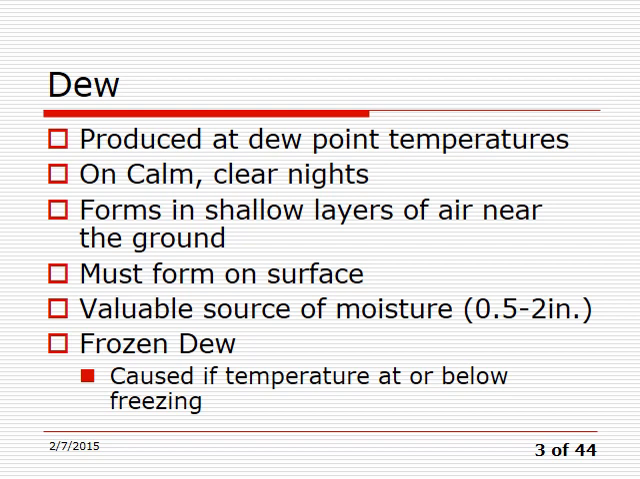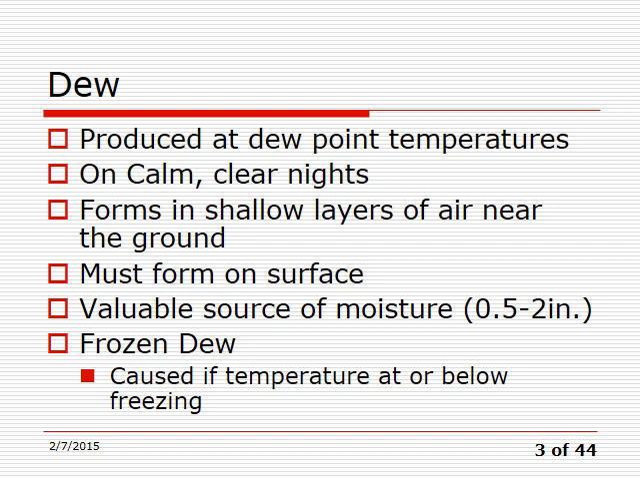Basically, it's produced when the air temperature reaches the dew point temperature, because that's when saturation occurs. It has to occur on calm, clear nights. The calm is so that the air is mixed and we get a uniform temperature in the lower regions. And clear nights so that you have radiational cooling going on, and that thin layer of air at the ground gets cooler and must form on a surface.